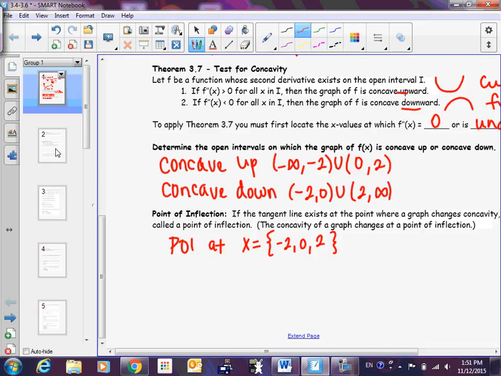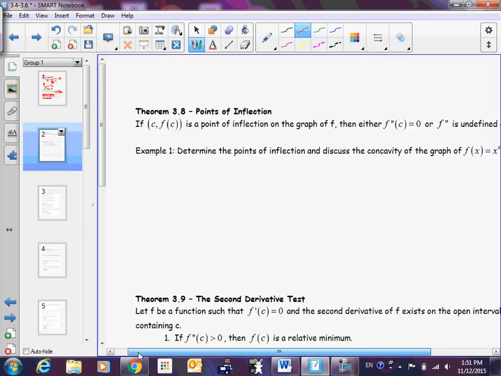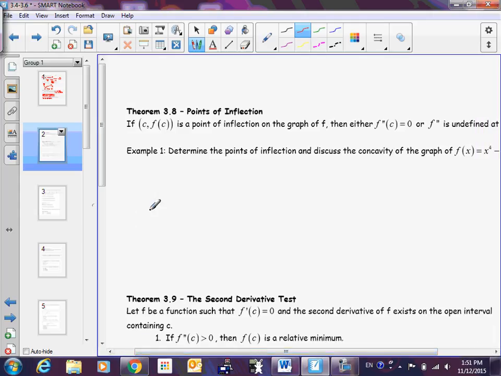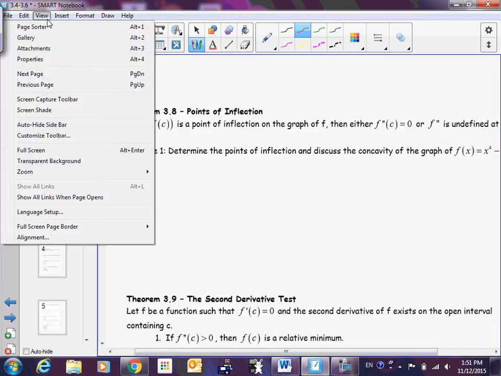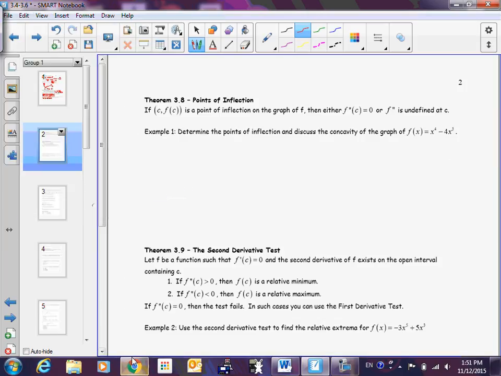Okay, let's turn the page. If you look right here, we've got another theorem, and it doesn't have a fancy name, so I won't worry too much about it. It's just theorem 3.8. It's basically saying if you have a point of inflection, then f double prime is 0 or f double prime is undefined. So when I want to determine the points of inflection, that's what I need to do first.